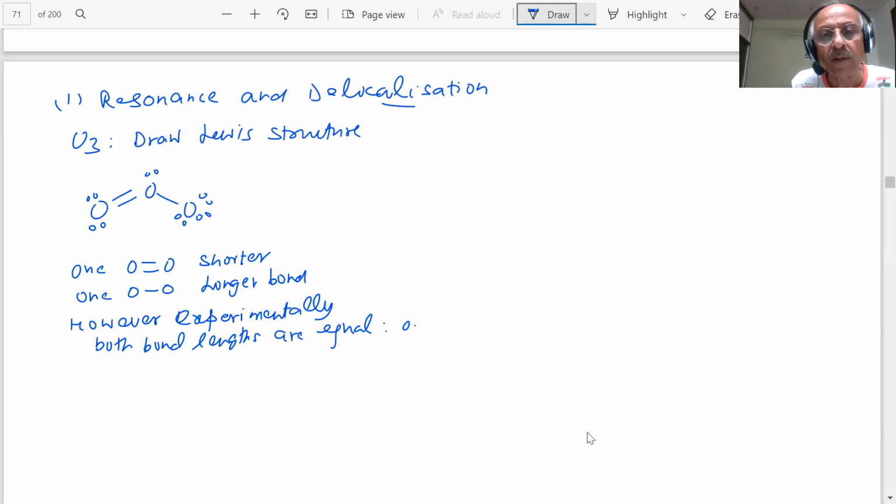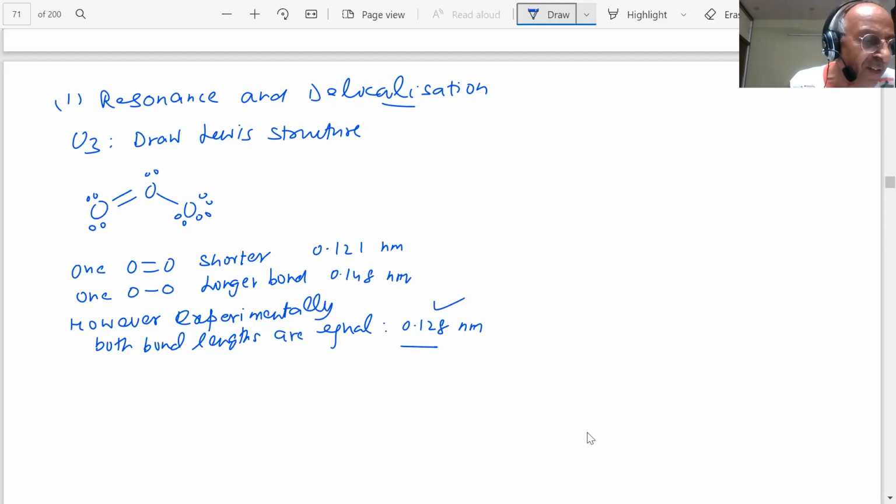How much? 0.128 nanometer. This was the bond length experimentally found. Both are equal. So there was an attempt to explain the equality of the bond lengths in such molecules. How do you explain this? The oxygen double bond will be 0.121 nanometer and the oxygen single bond will be 0.148 nanometer, which is longer, but experimentally we find both lengths are equal. So how do we explain this?